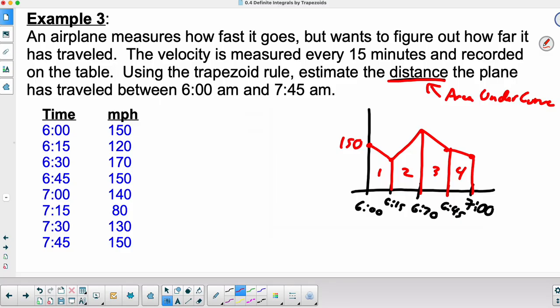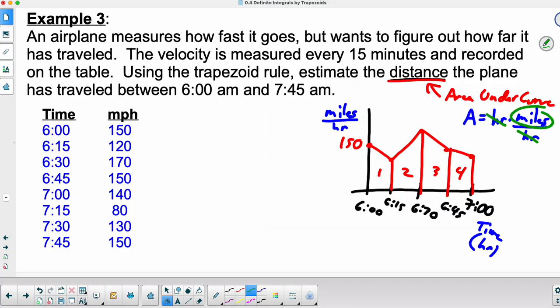But the area under my curve actually is the distance, and the reason why is because these labels right here are miles per hour. That's my velocity. This right here is my time. And my time, I might argue, we measure in hours, and we're measuring this every 15 minutes, which is every quarter of an hour. Area under a curve is just my base, hours, times my height, which is miles per hour. And these things cancel out, and I'm just left with miles. So the area under my curve is just the distance I travel as I go across here.